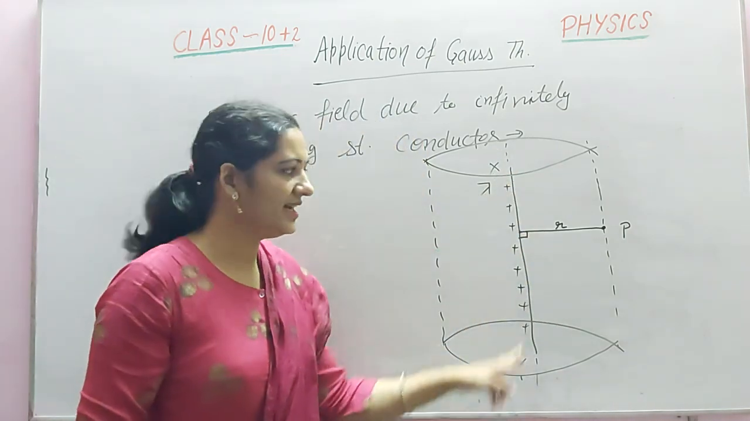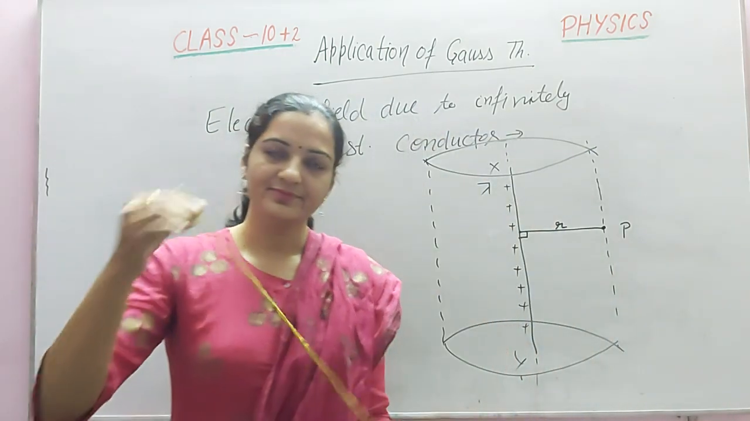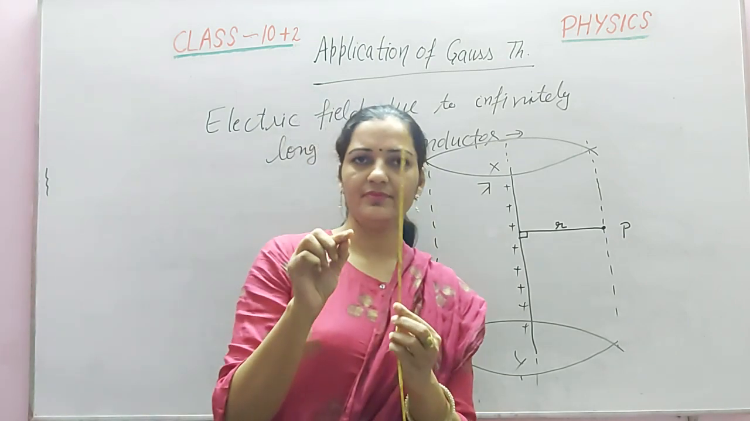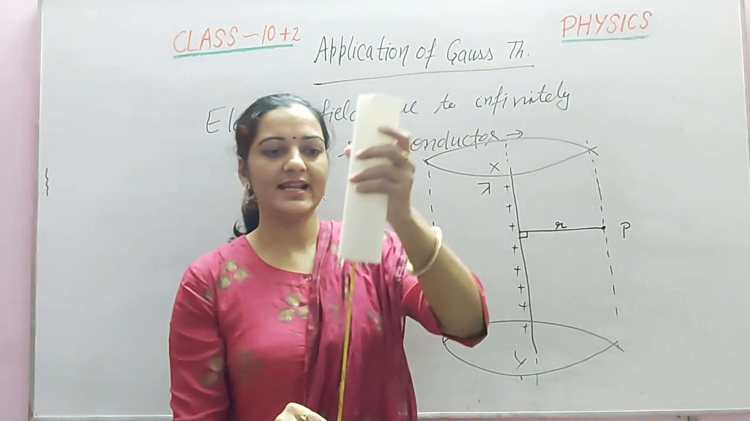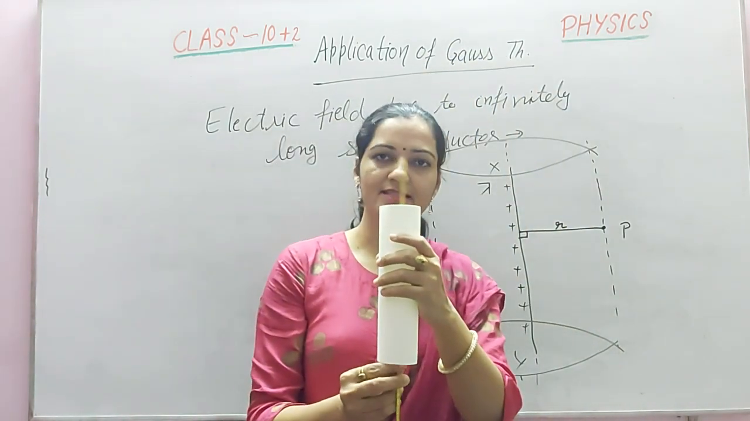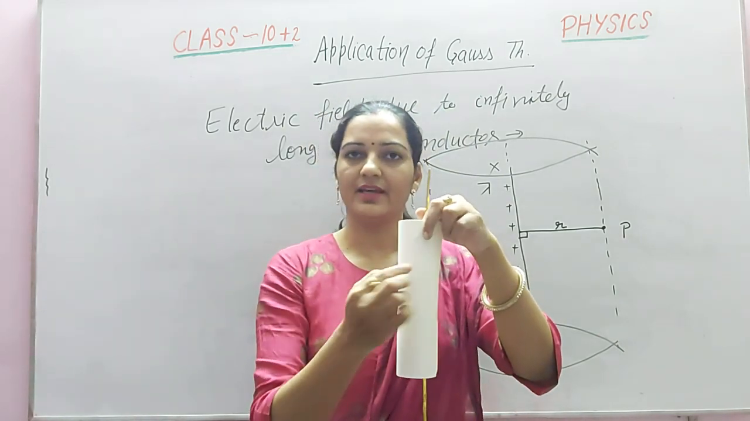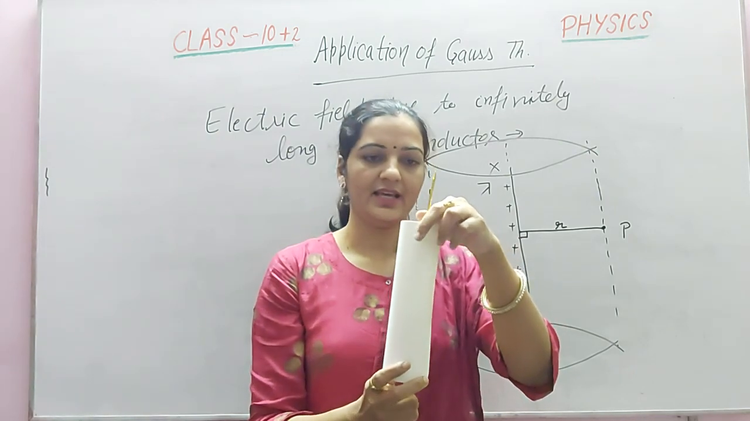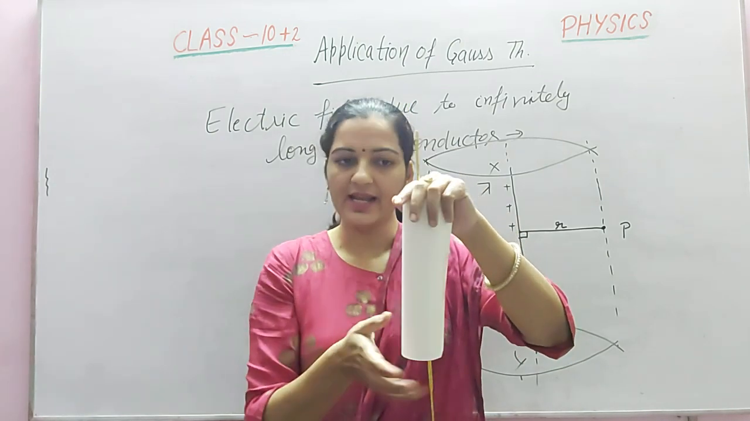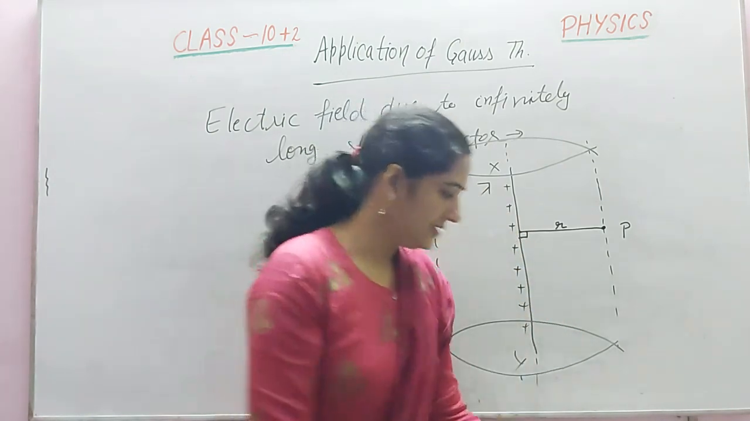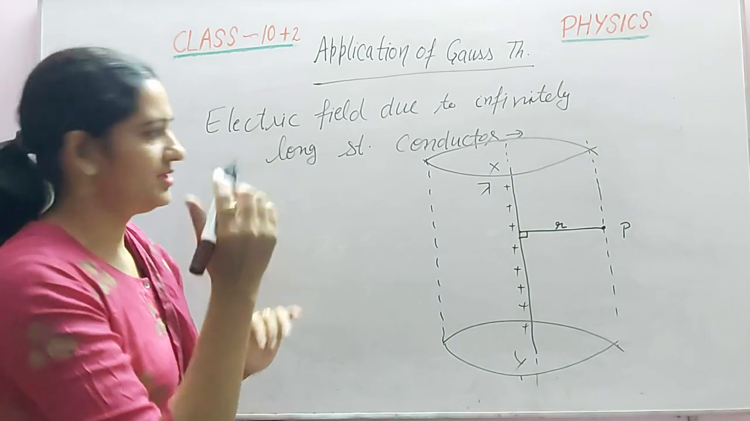This is my conductor. P is the observation point. Just a minute. This is my straight conductor, and P is here, at distance r. Now I have drawn a cylindrical surface around this conductor. P is here, anywhere on the curved surface. The upper surface is circular, the lower surface is circular, and this is curved. The total cylinder has 3 parts. Clear? Now I will start my Gauss theorem.